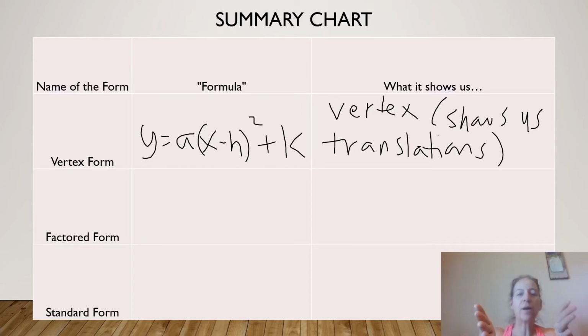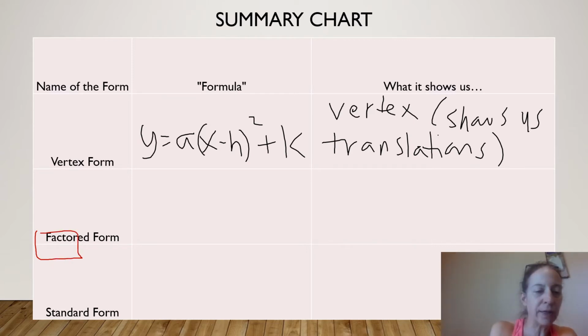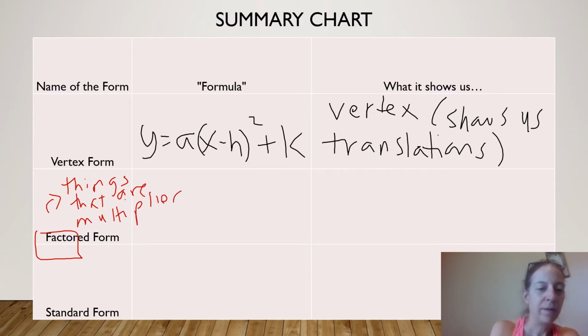And because it shows us whether the parabola is going left or right or up or down, it's moving that vertex point around. Okay. Now, the next form that you investigated is something called factored form. Now, that uses the vocab word factor. Factors are things that are multiplied, to give us what's called a product. So lots and lots of words there.